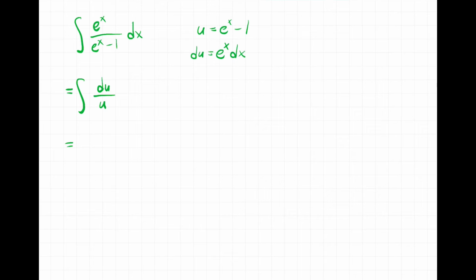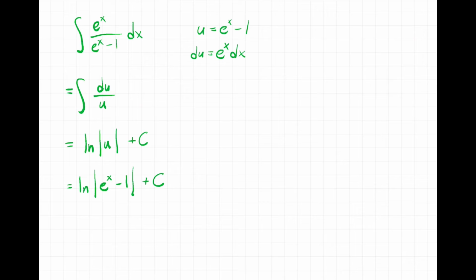This is going to be the natural log of the absolute value of u plus a constant. We actually don't need that constant in this case because we're about to plug this right back into a definite integral. But for now, in order to be correct and complete, I'll put the constant in. All right, just need to fill in our u. This is now the natural log of the absolute value of e to the x minus 1 plus a constant.